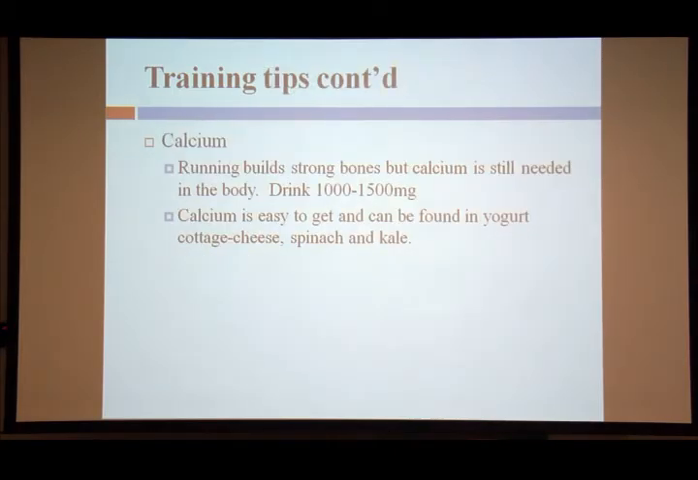A couple of nutrition tips. I'm not a nutritionist by any means, but these are a couple of things that I do know. Calcium. Running does build strong bones, but you also need calcium. So drinking anywhere from 1,000 to 1,500 milligrams of calcium, either by a pill, a chew, yogurt, Greek yogurt, milk, of course. It's easiest to find in yogurt, cottage cheese, spinach, and kale. So just making sure you're getting enough calcium each day to help you as you run.